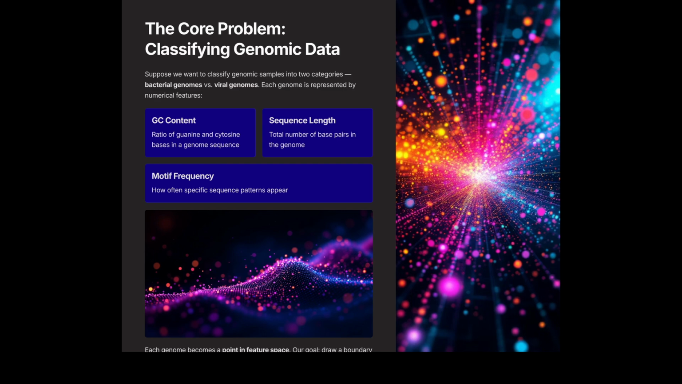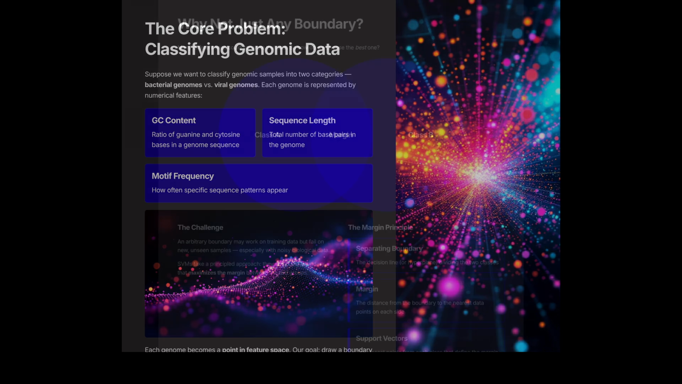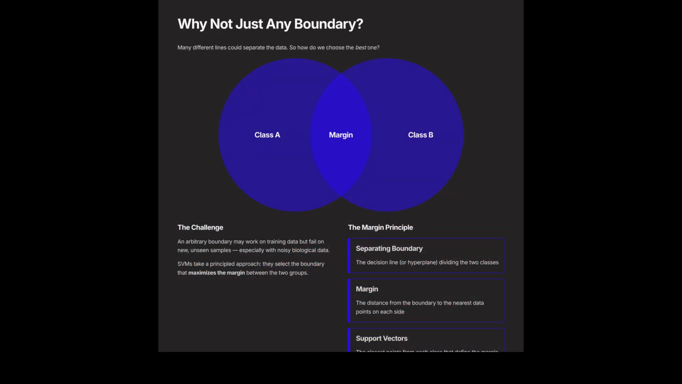Some points belong to bacteria and others belong to viruses. Our goal is to draw a boundary that separates the two groups. Many different lines could separate the data. Support vector machines choose the boundary that maximizes something called the margin.